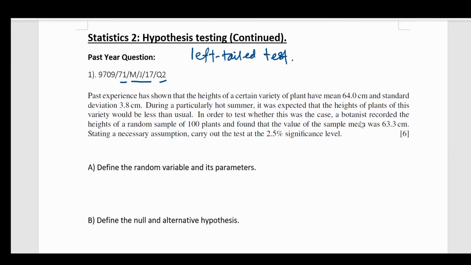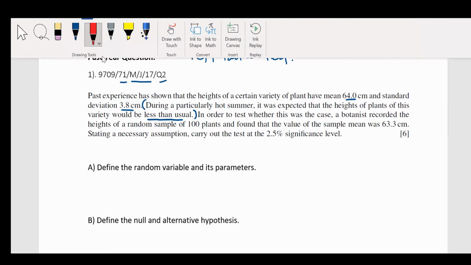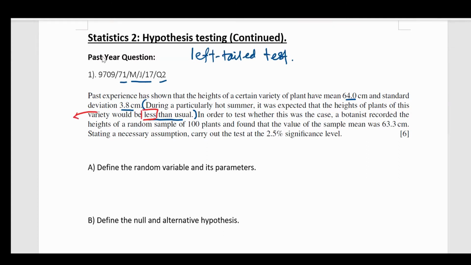Past experience has shown that the height of a certain variety of plant have mean 64.0 cm and standard deviation 3.8 cm. During a particularly hot summer, it was expected that the height of plants of this variety would be less than usual. So when I'm reading the question until this sentence, I can tell this is a left tail test. And how do I know? Because of "less than". This indicates that the H1 is going to be less than.